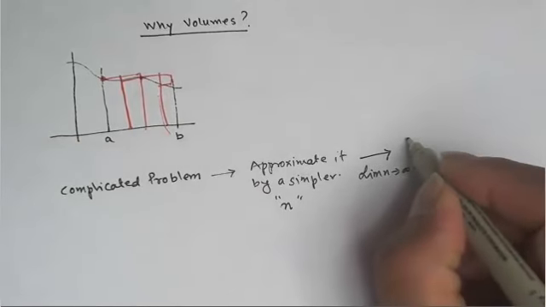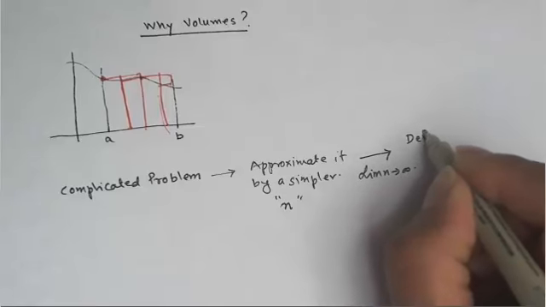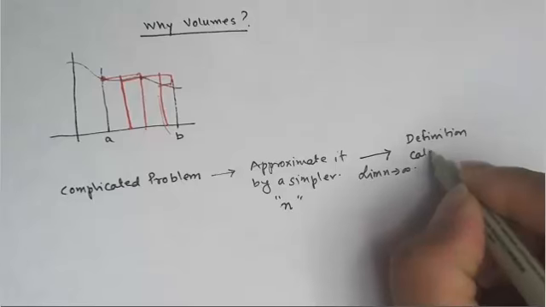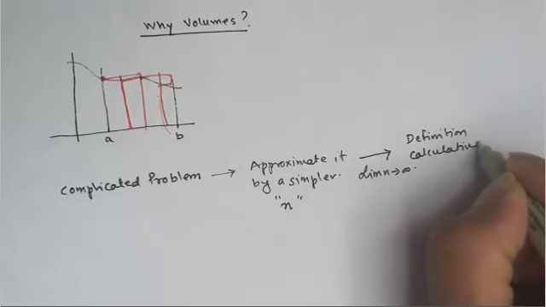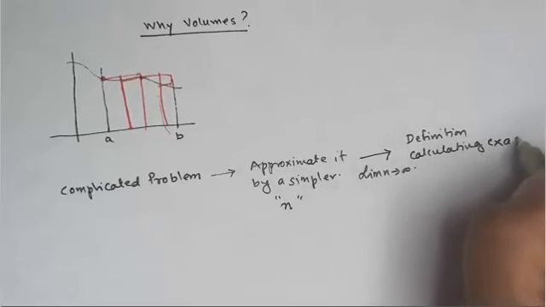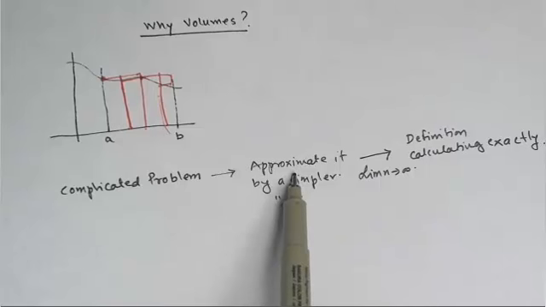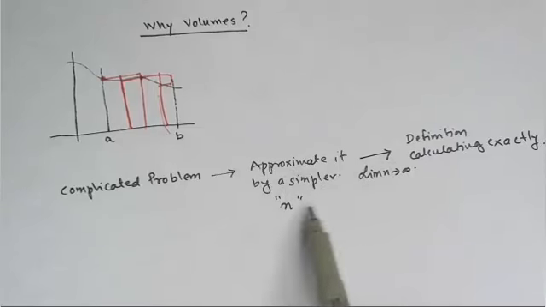So you can either say this is the definition of what I want, or it's a way of calculating exactly what I want. This process, where we begin with a complicated problem, we approximate it, and we let the approximation become exact in the limit, is actually a really key and important idea.